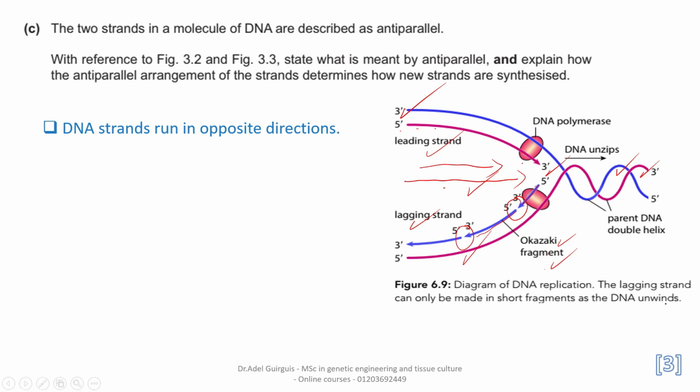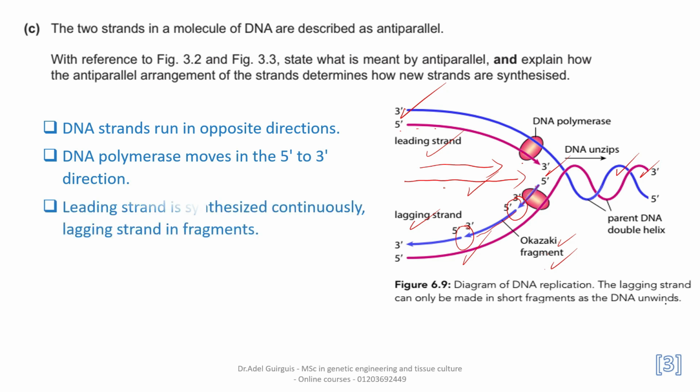So the answer: DNA polymerase moves in the 5' to 3' direction, which is the correct direction. The leading strand is synthesized continuously, while the lagging strand is synthesized in fragments, Okazaki fragments. Okazaki fragments are joined by DNA ligase. It's okay? Okay.